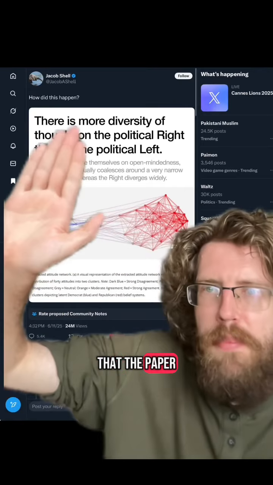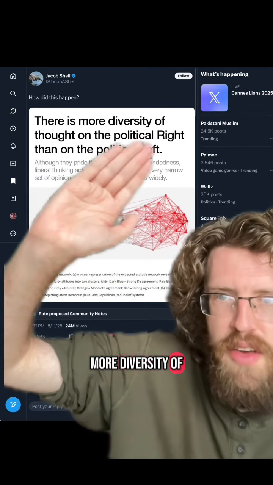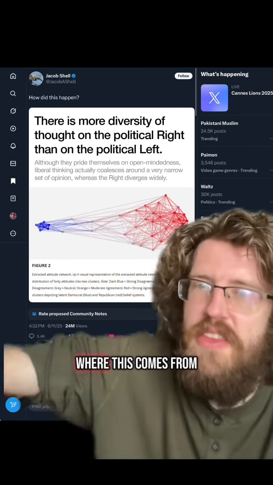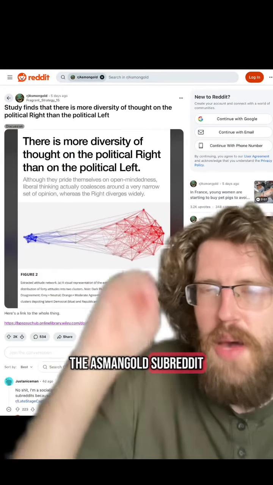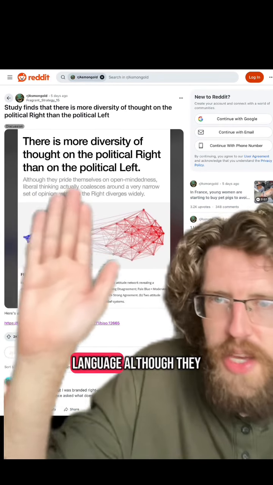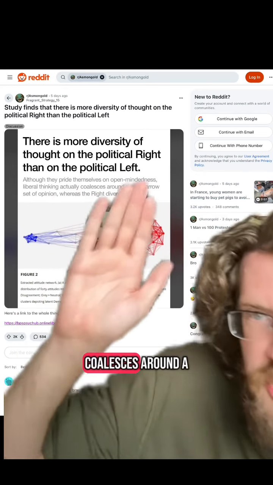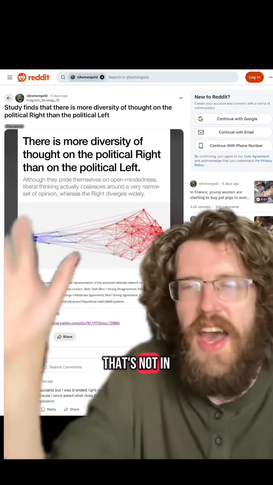I should note that the paper doesn't actually say this. The paper doesn't make the claim that there is more diversity of thought on the political right than on the political left. I'm not certain where this comes from. If I Google for it, I get this post on the Asmongold subreddit. I'm not sure that's the right source, but this kind of language: although they pride themselves on open-mindedness, liberal thinking actually coalesces around a very narrow set of opinion, whereas the right diverges widely. That's not in the paper.